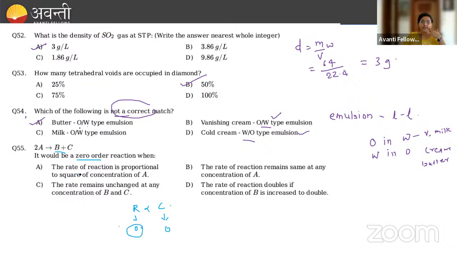So let's see which option is there. Rate of reaction is proportional to the square, that is not happening. The rate of reaction remains the same at any concentration of A, this is correct. The rate remains unchanged at any concentration of B and C, that is also not required. The rate of reaction doubles if the concentration of B is doubled, so this is also not correct. So only when the rate is independent of the reactant concentration can we say that the reaction will be a zero order reaction. Okay, any doubt? Okay, next.